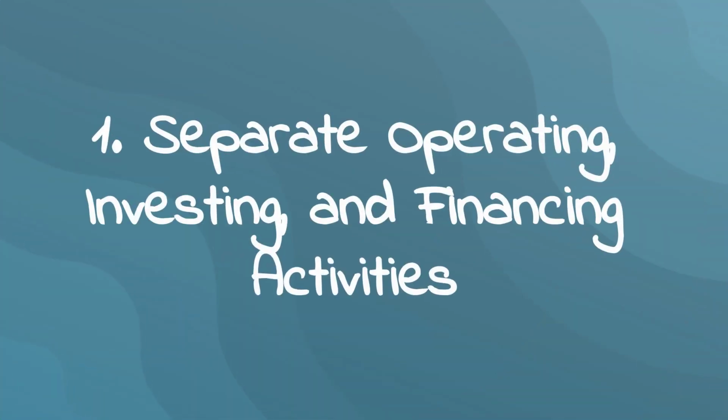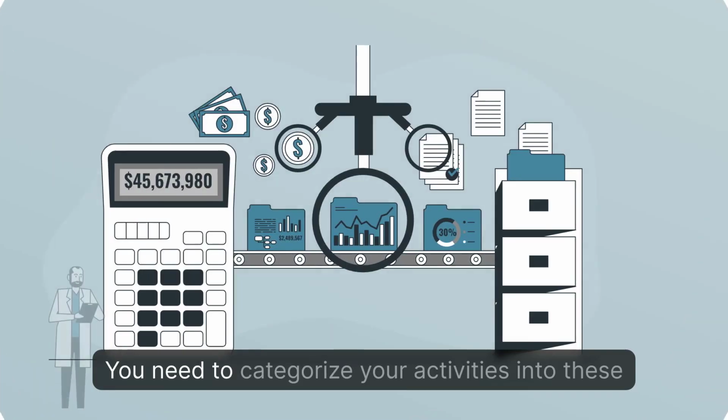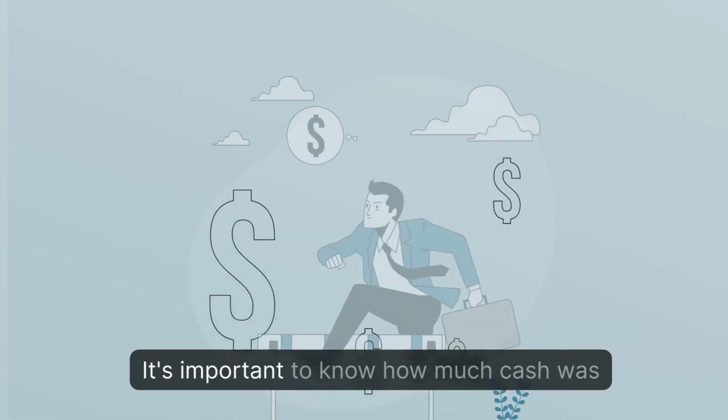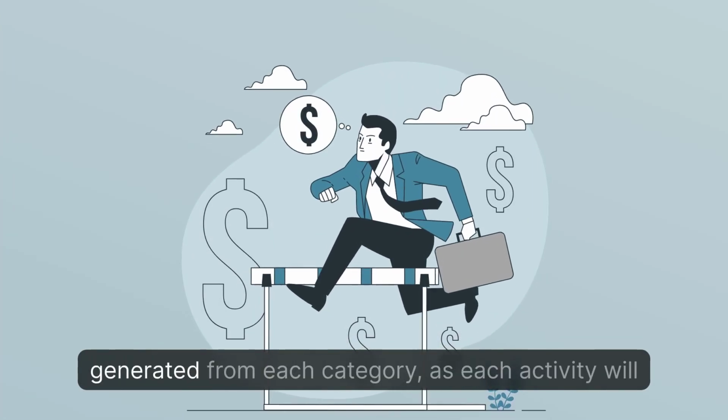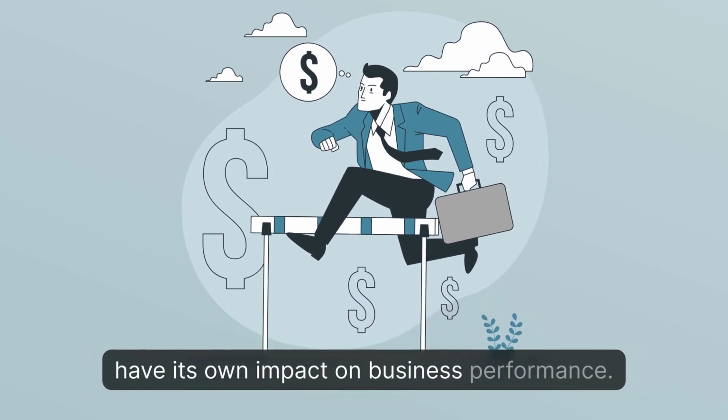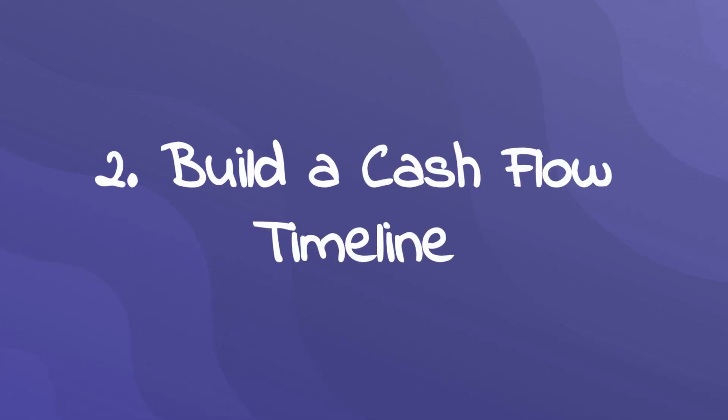1. Separate operating, investing, and financing activities. You need to categorize your activities into these three categories. It's important to know how much cash was generated from each category, as each activity will have its own impact on business performance.